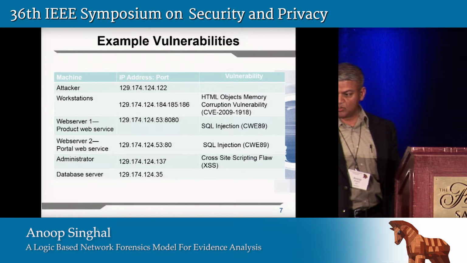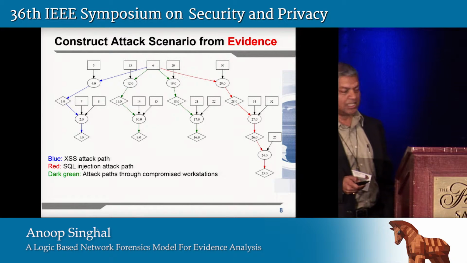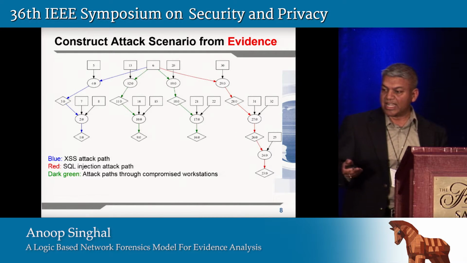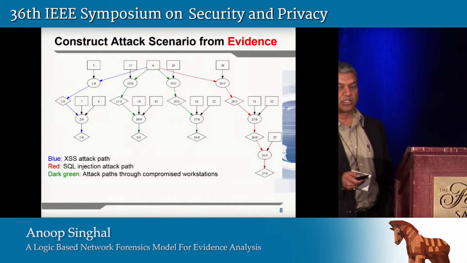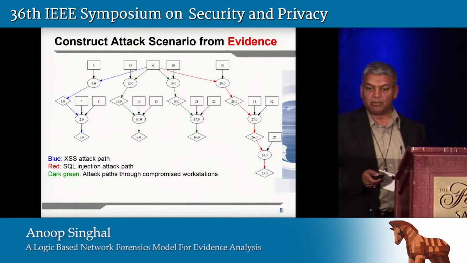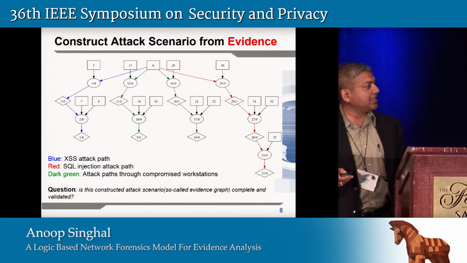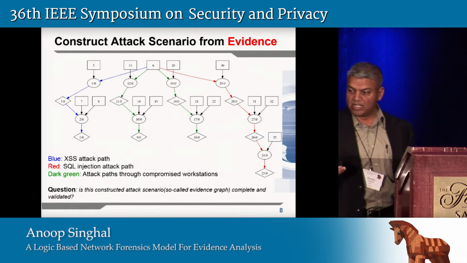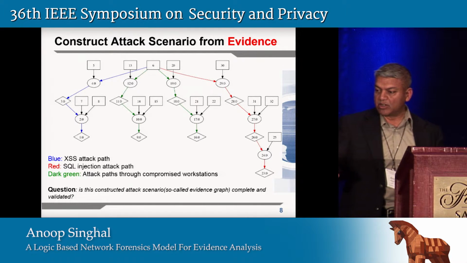Okay? So using the rules and the information about the alerts, we can come up with the initial attack scenario. These are the different attacks, these are the different paths through which the attacker could come in, depending on the vulnerabilities the system has. Okay? But the problem is that some of these attack scenarios may not be correct because some of the alerts can be false positives, or some of the evidences might have got deleted.